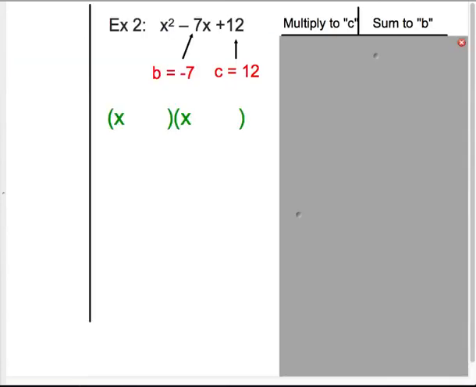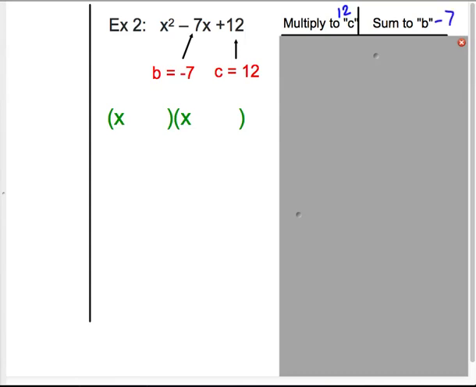All right, so we're starting with our first trinomial. We've got x squared minus 7x plus 12. So we identify our b and c. Our b is negative 7, and our c is 12. So I've got my T-chart set up. We need it to multiply to c, or 12, and we need it to sum or add to b, which in this case is negative 7.